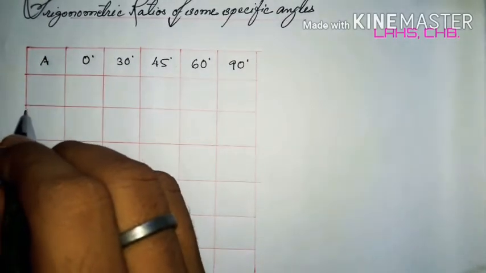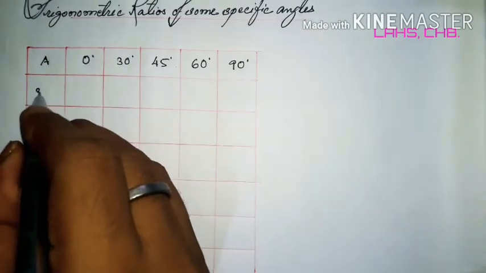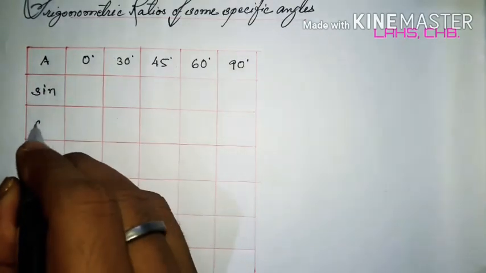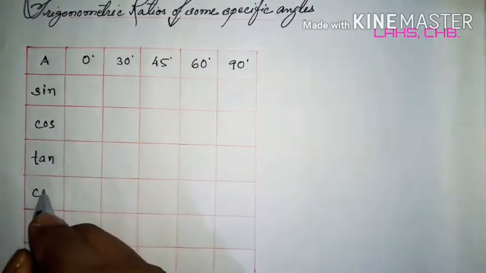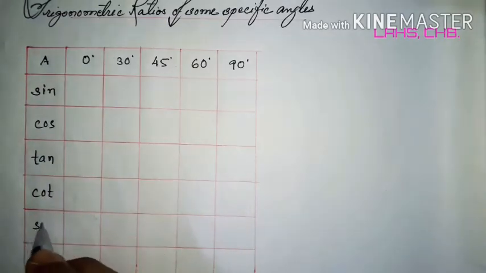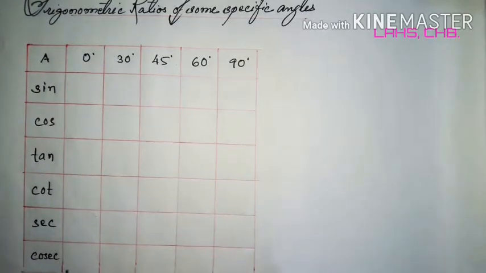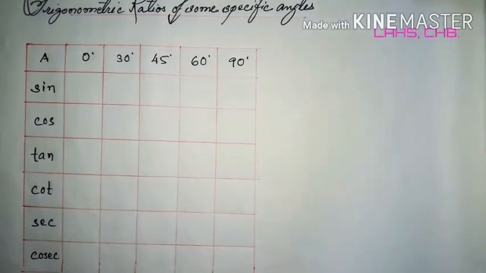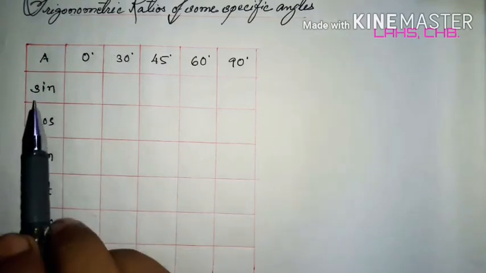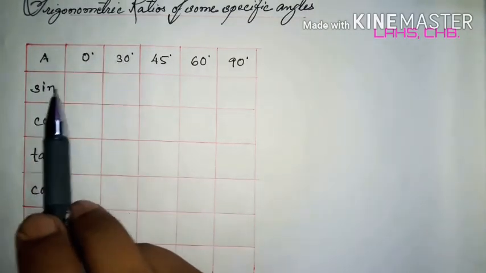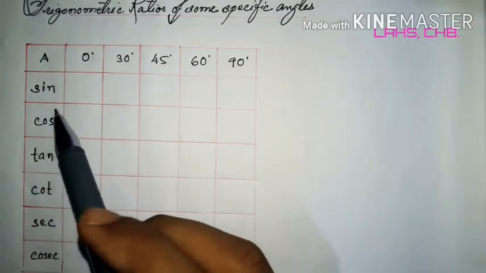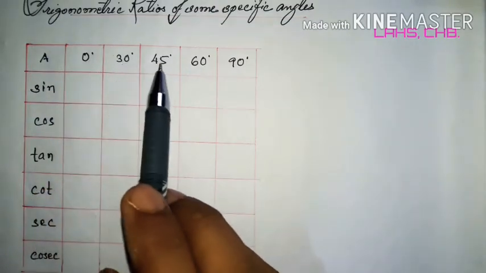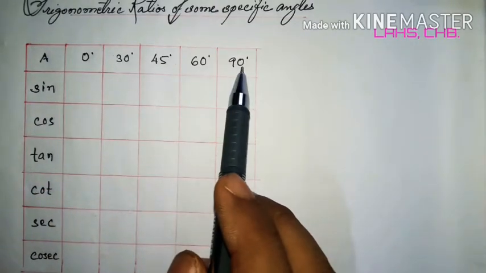As you know, there are 6 trigonometric ratios: sine, cos, tan, then cot, sec and cosec. That means in this video we are going to learn how we can get the value of sine 0 degree, sine 30 degree, sine 45, sine 60 and sine 90, and the same way cos 0, cos 30, all the values, that is 0 degree, 30 degree, 45 degree, 60 degree, 90 degree.